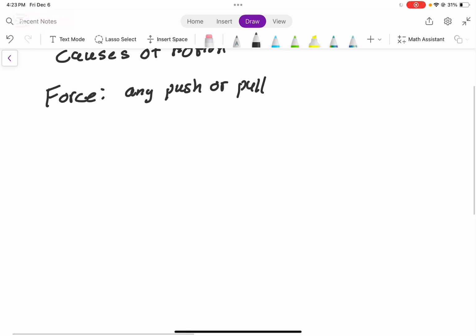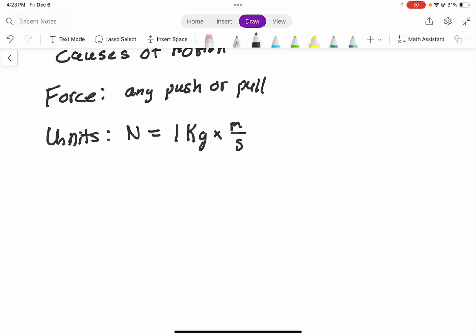When we're looking at any push or pull, the units we're going to focus on for this unit are newtons. And what is a newton? A newton is equal to 1 kilogram times a meter per second squared. So anytime we multiply a kilogram by a meter per second squared, we're going to get a force, and that force is what we're going to be using.